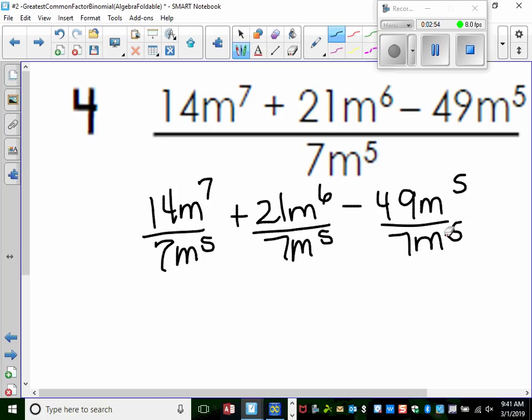So now I have 14 divided by 7 is 2. I subtract 7 and 5, I get m to the second. 21 divided by 7 is 3. When I subtract my m's, I have m to the first. 49 divided by 7 is 7, and I have m to the 0. Okay, any questions so far?